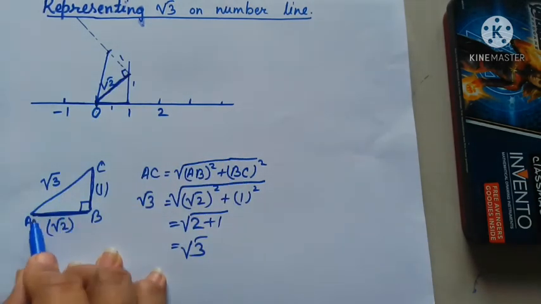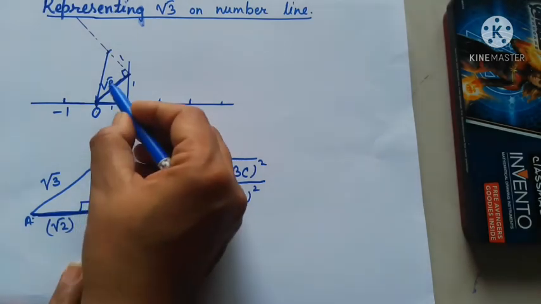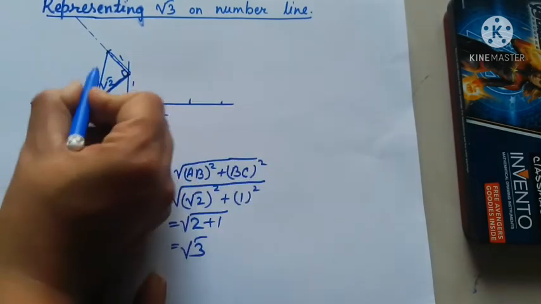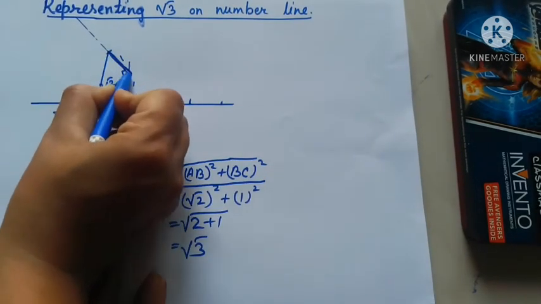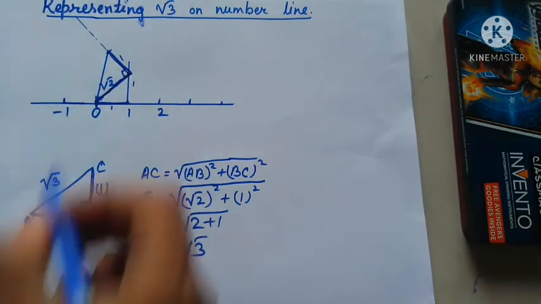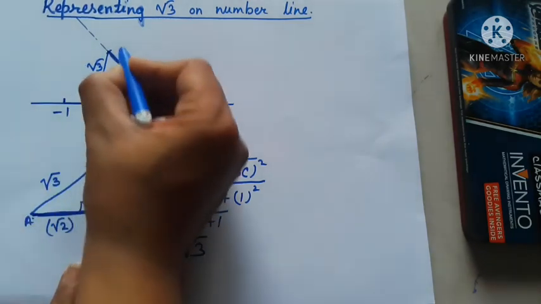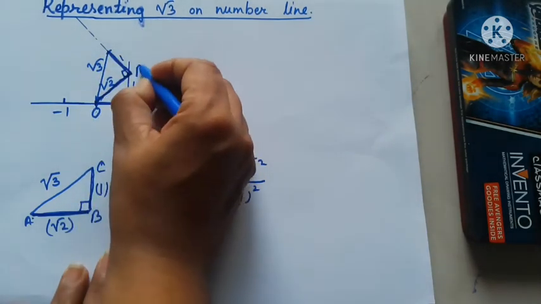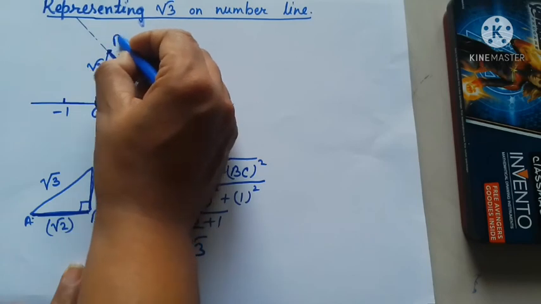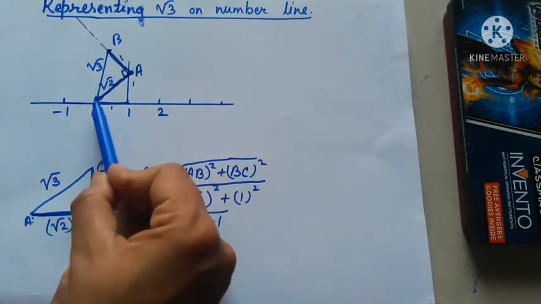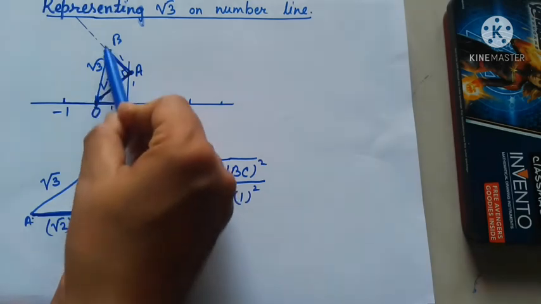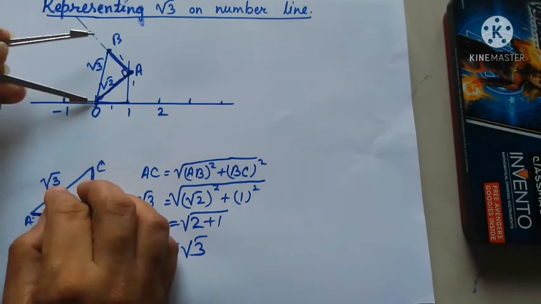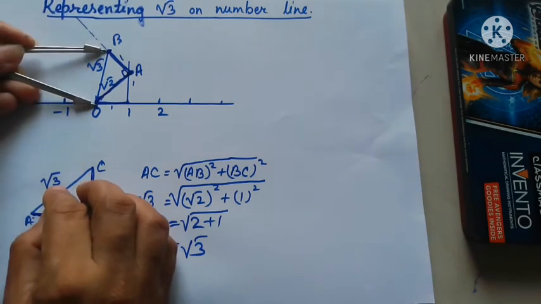And as you can see, this is root 2 as one side and 1 as another side. Then the hypotenuse is what? Hypotenuse is root 3. Let me mark this point as A, this point as B. So over here in this diagram, 0 to B is root 3. But you have to draw it on the number line, right? So take this measurement in your compass.